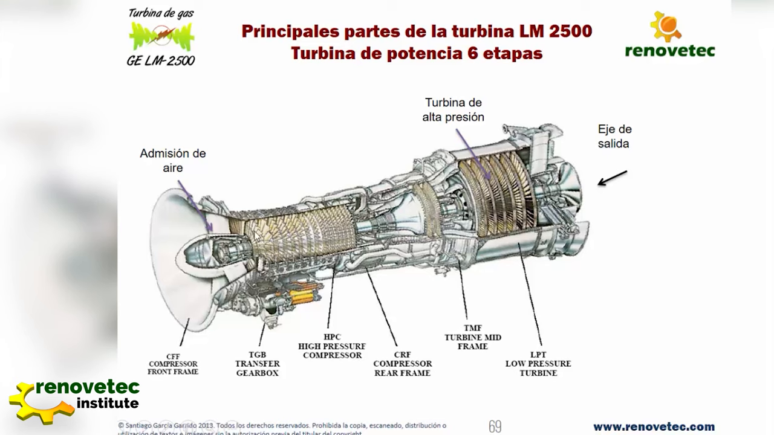Here you can see how the seven first stages of the compressor are moved. Moving this bar, we can change the incident angle of the different stages. Here are the different variable vanes, and this is the bar that we can move in order to change the geometry. In this part we have seven stages that can change the geometry, and the rest, up to 16, are fixed.